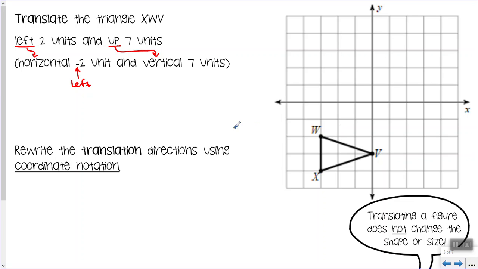So again, I'm going to do this each point at a time. So I'm going to start with W. I'm going to move left 1, 2, and then up 1, 2, 3, 4, 5, 6, 7.